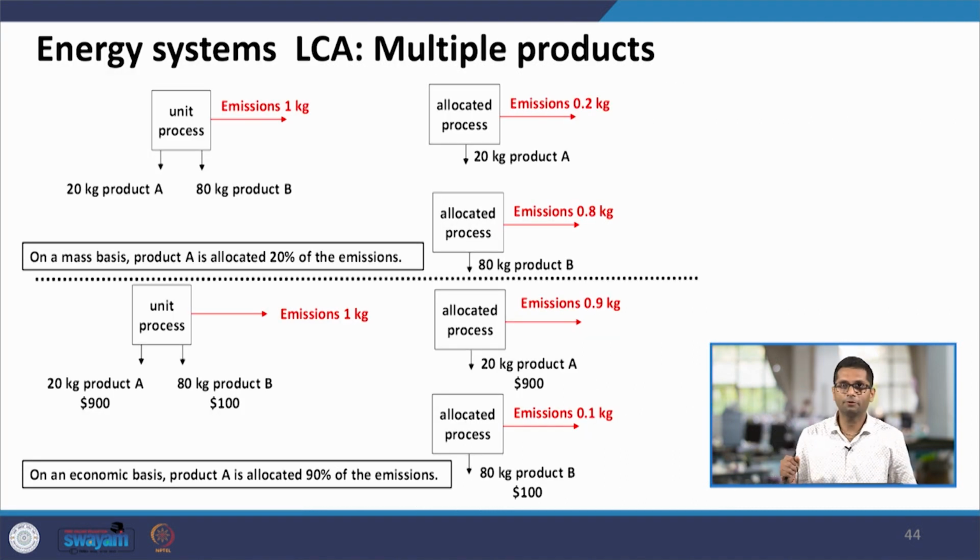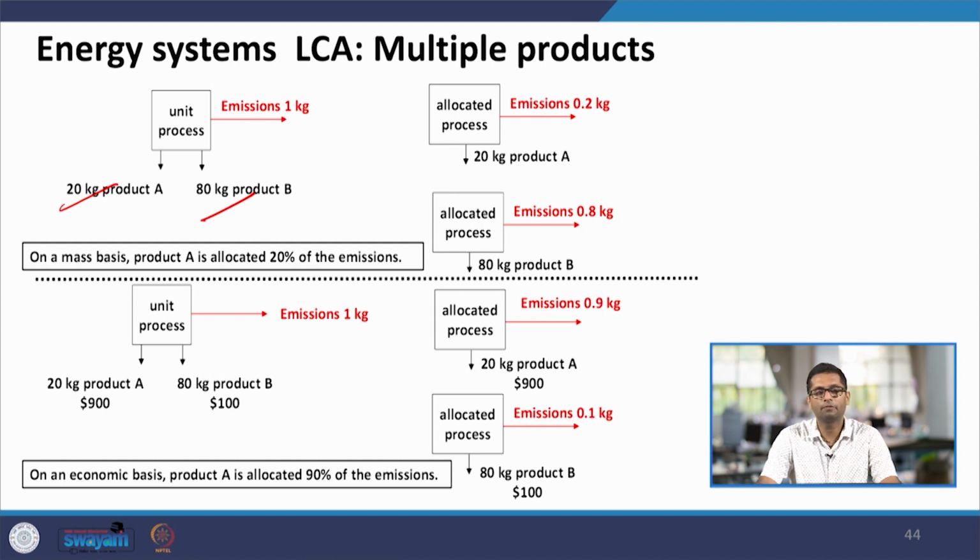Further, let us also try to understand how things change if we take a different allocation procedure. So take the example on the top. We have a unit process which is producing 20 kgs of product A and 80 kgs of product B, and its total emission is, say, 1 kg of CO2. If I go with a mass based allocation, naturally I will be allocating 20% of the emissions to product A, because that is formed at the 20% rate, and 80% of the emissions go to product B.